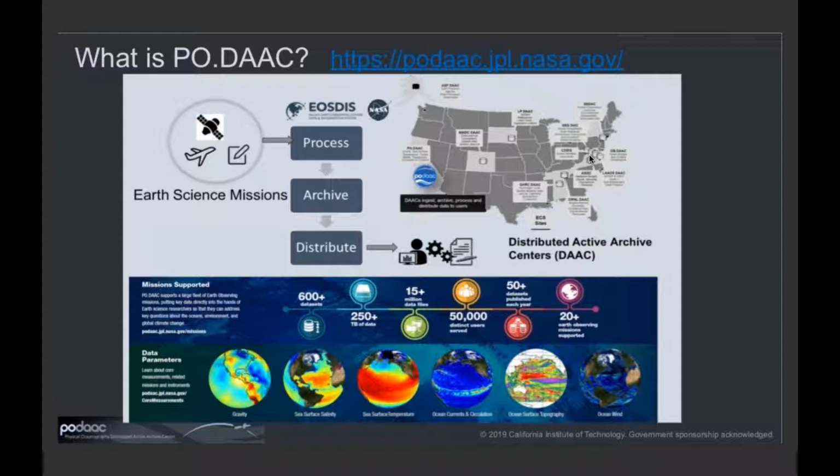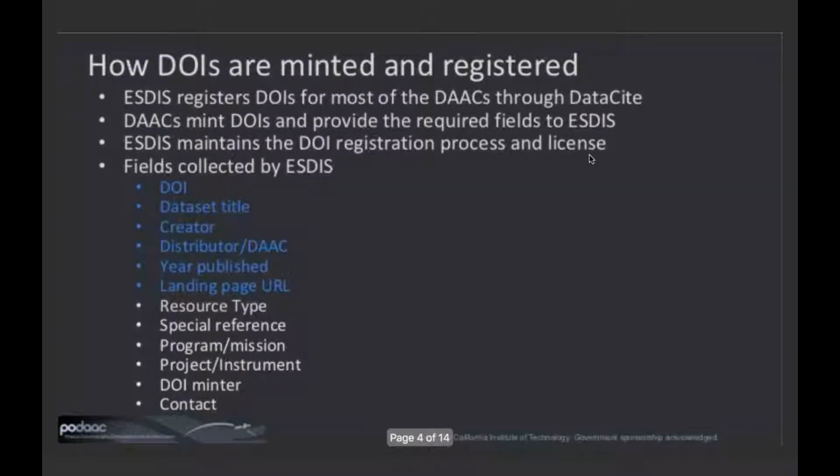Our DOIs are registered through DataCite, and here you can see all the fields that are gathered. The blue are the ones that actually get registered with the DOIs, and then these white ones are additional fields that ESDIS requests when we give them the DOI information, partially to help bulk up their own metadata for what the DACs are providing them.